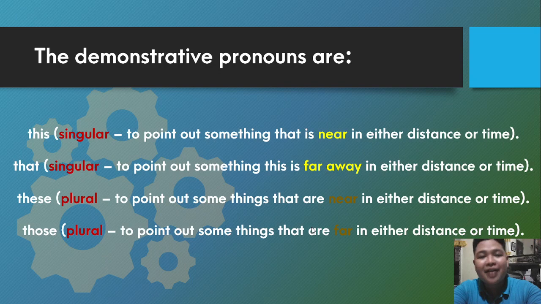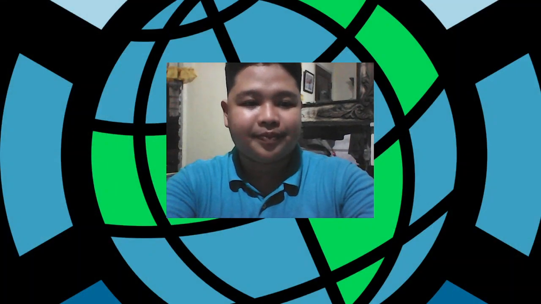That, on the other hand, is a singular demonstrative pronoun that is used to point out things that are far away in either distance or time. Next, these is a demonstrative pronoun that is used to point out things that are near in either distance or time. And those are used to point out things that are far in either distance or time.